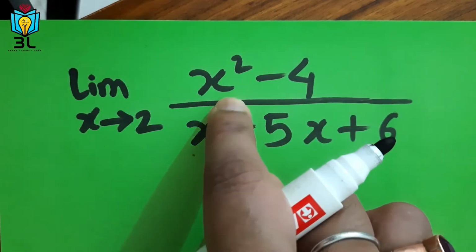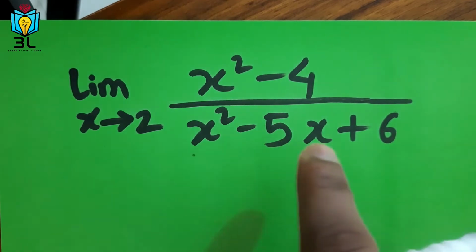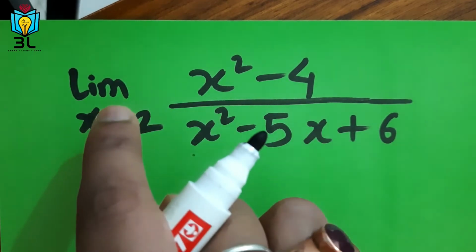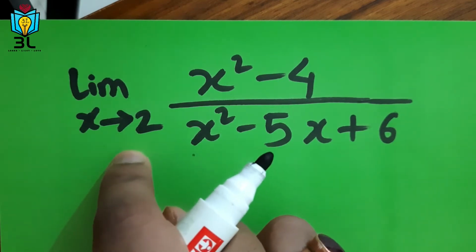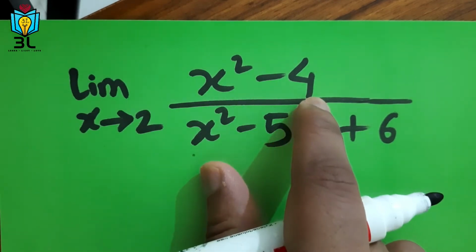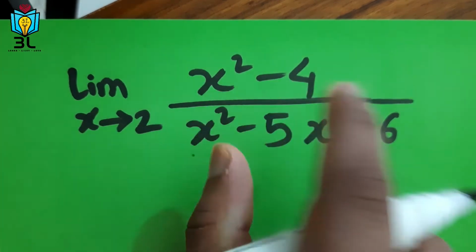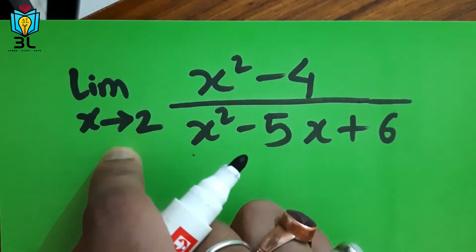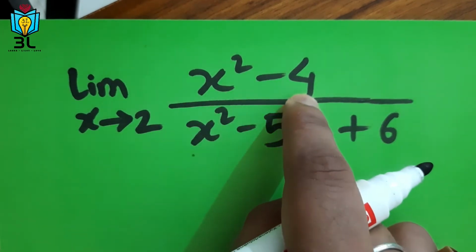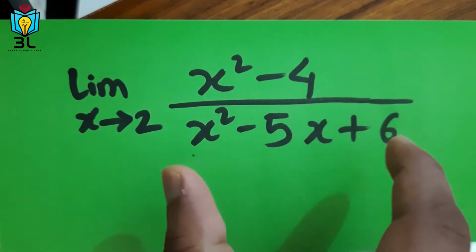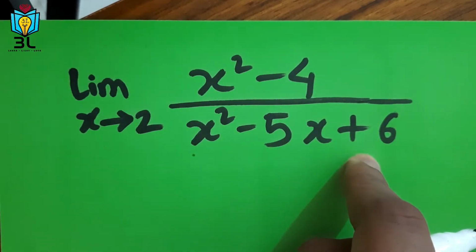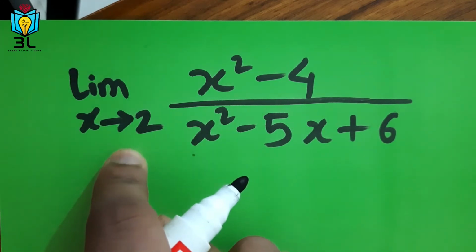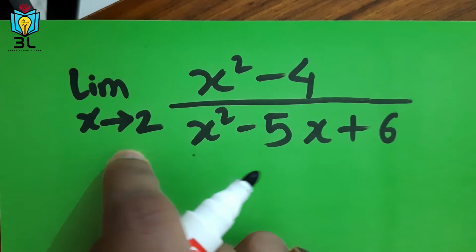Here we have x square minus 4 divided by x square minus 5x plus 6, for limit x tends to 2. If you put x tends to 2 in this function, then what will we get? In the numerator, 2 square minus 4 will be 0, and in the denominator, 2 square minus 5 into 2 plus 6 will also be 0. So we cannot put this value here first. So what should we do?